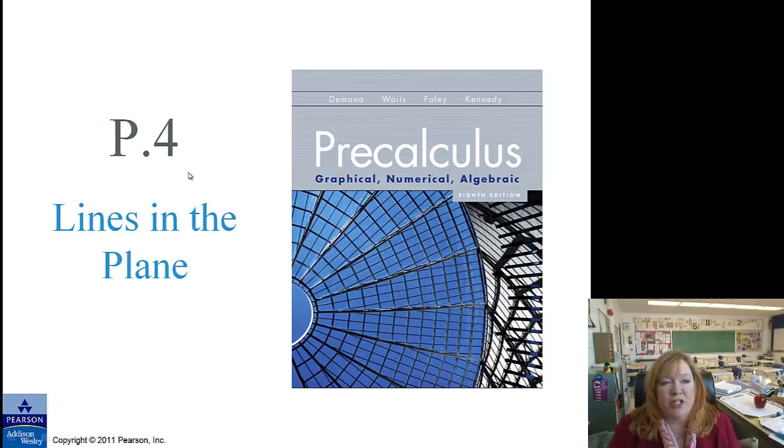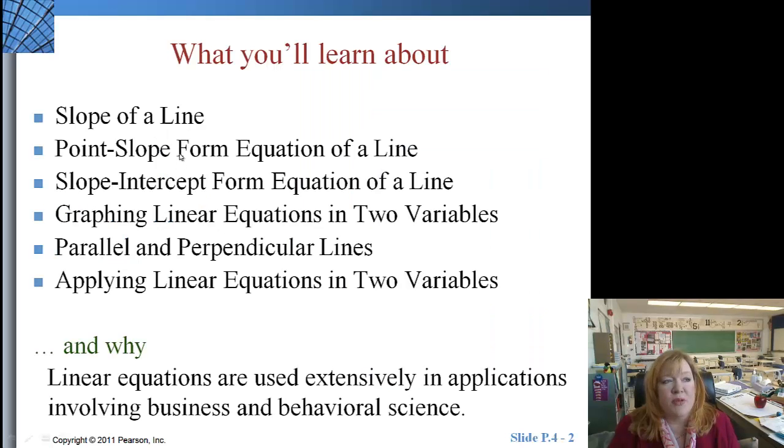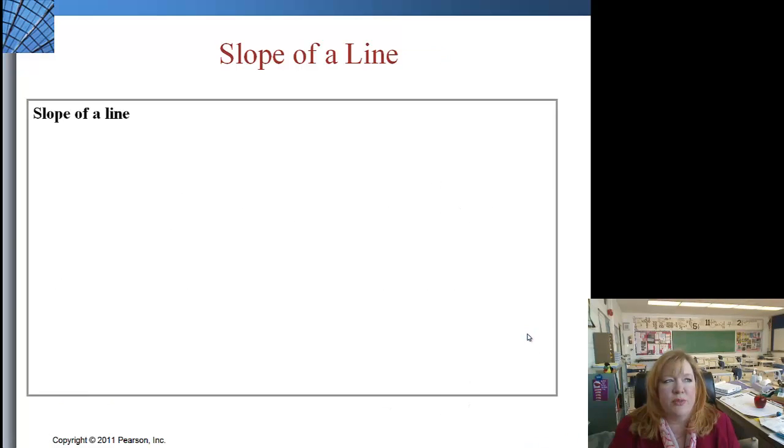Today we're going to be starting a review of finding the equations of lines and reviewing slope. The section of your book that we're going to be covering is P4, and I know you say, P4, what comes after? So let's get going on this. We're going to talk about the slope of the line, point slope, equation of a line, slope intercept form of a line, and the general form of a line. Also, we're going to talk a little bit about parallel and perpendicular lines. So let's get going on just review.